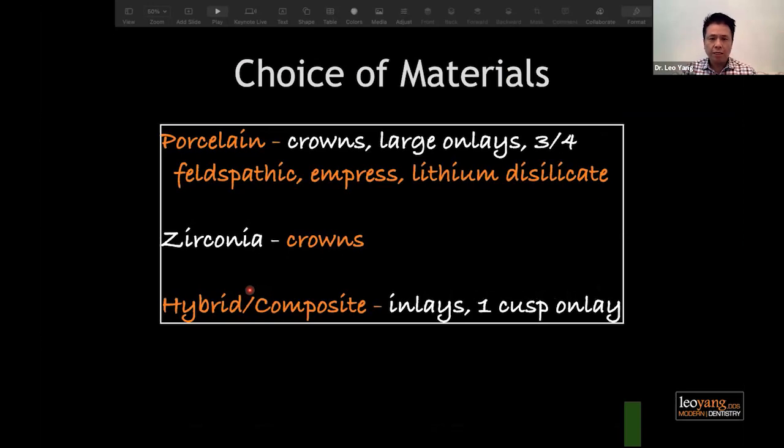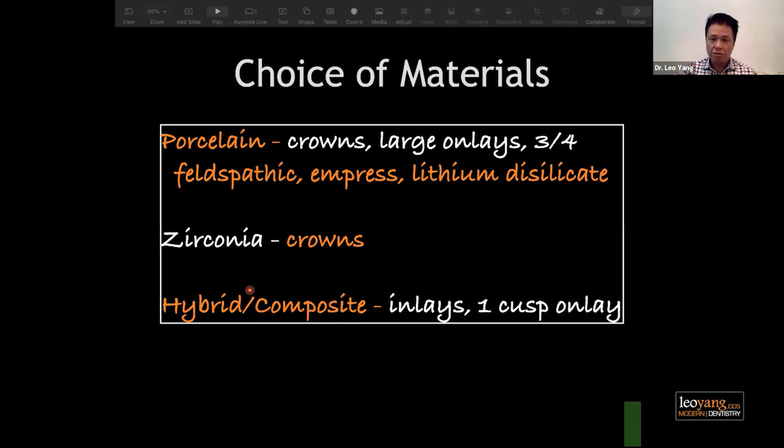One is porcelain, and typically for me, the porcelain in my practice is usually crowns, large onlays, and 3/4 crowns in this case. And what are the types of porcelains? If you go back to the very early days, you started with the feldspathic porcelain and then Empress porcelain. I started in those days, and still, if you have good preparations and bonding techniques, it will still work.